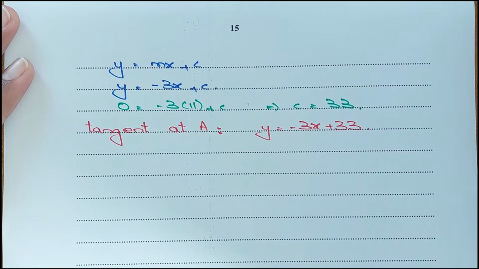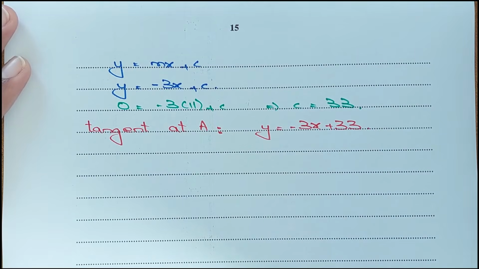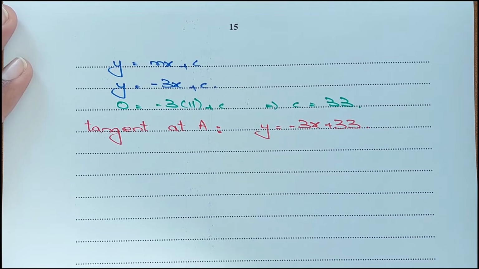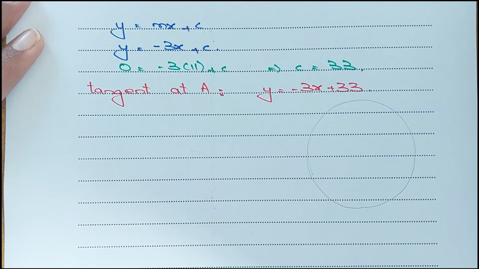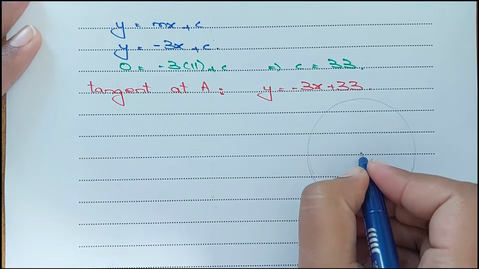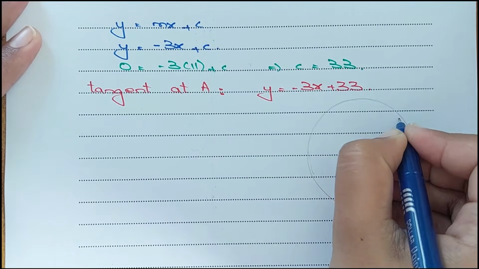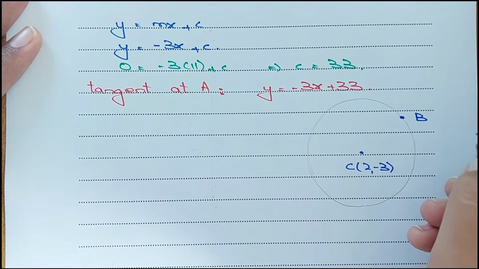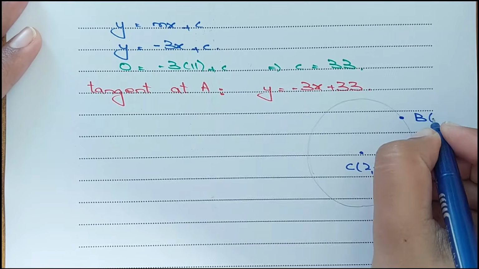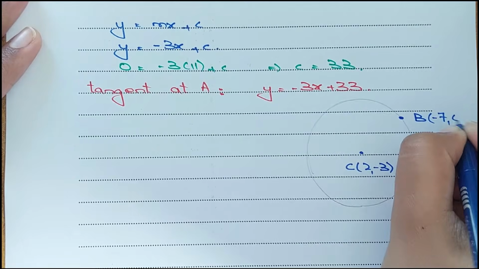Now the second equation: we have to find the equation of tangent to the circle at point B by doing the same steps. Again, we need to consider the circle with the same center C, which is (2, negative 3), and the point B, and the B point x coordinate is negative 7 and the y coordinate is 0, right?